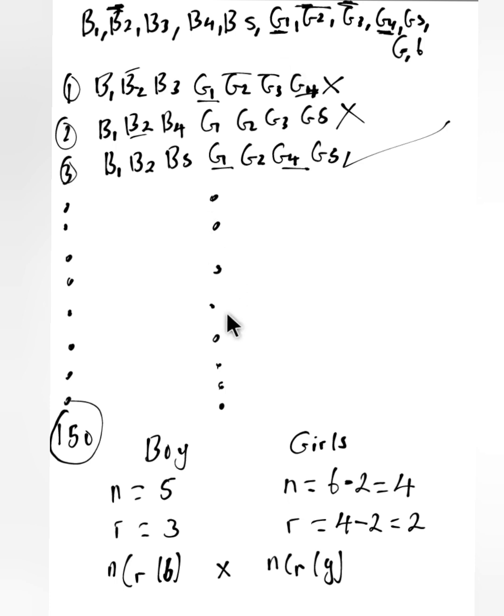And of course, we don't need to write out all the 150 committees and start cancelling them one by one. All we have to do first, just as we did in the previous one, is to find the number of committees that contain B2, G2, and G3. Once we have the number of committees that contain B2, G2, and G3, we'll subtract it from 150, and that will be the answer. So now let's go back.